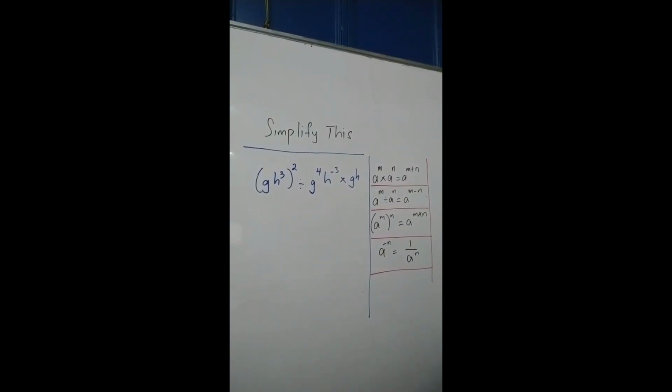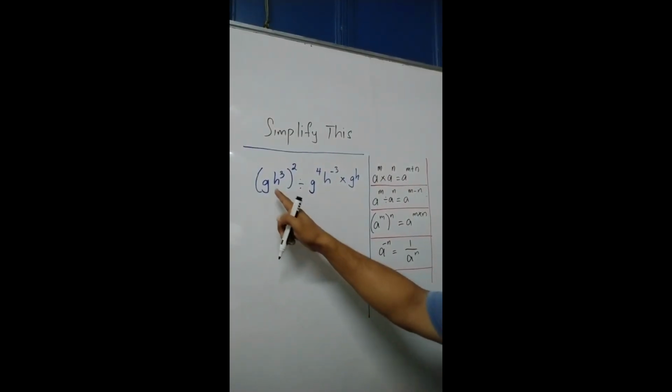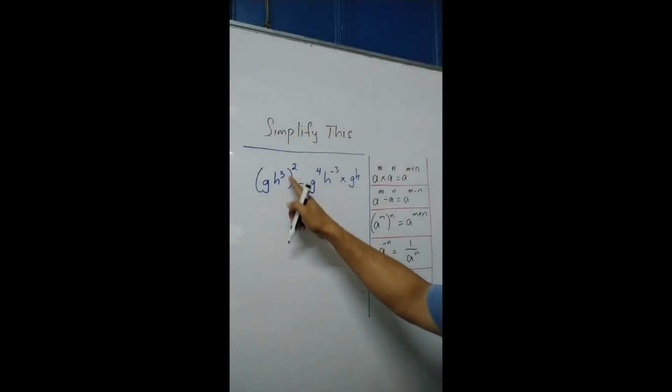Simplify this index problem. Okay, we have G H^3 to the power of 2.